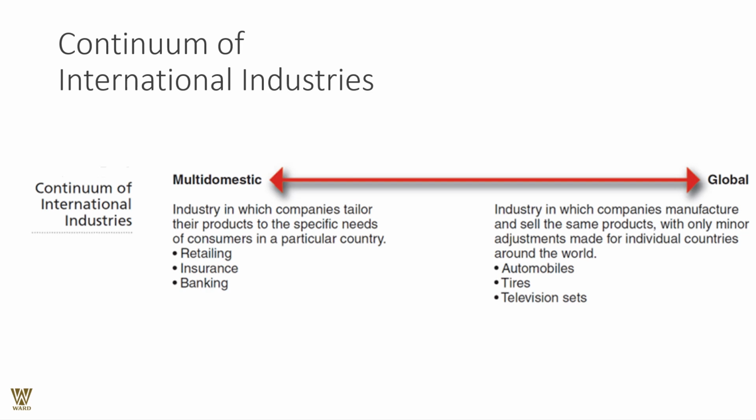Similarly, global industries more or less sell the same product with minor alterations, say automobile tires, television sets and things like that. Take the example of automobiles: cars might be left-hand driven in certain countries and right-hand driven in others. That is the minor alteration, but more or less every feature of the car is the same. Remember, this is what we are looking at.